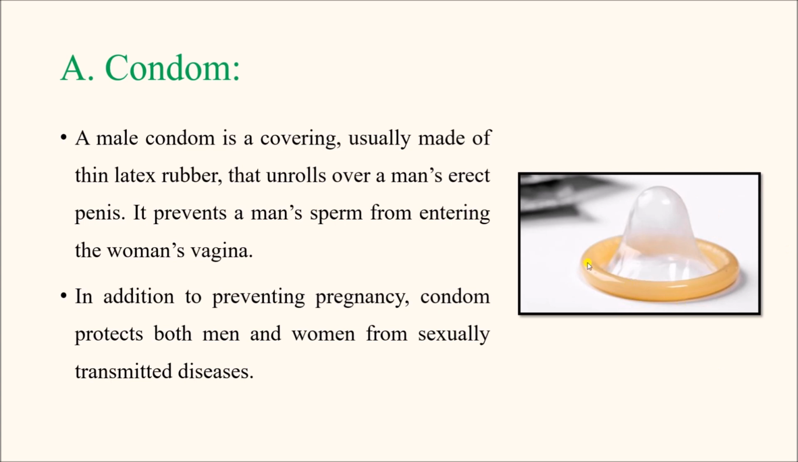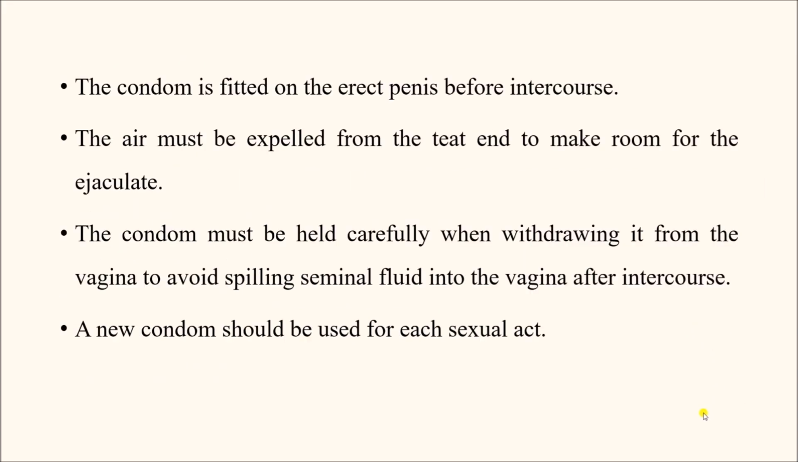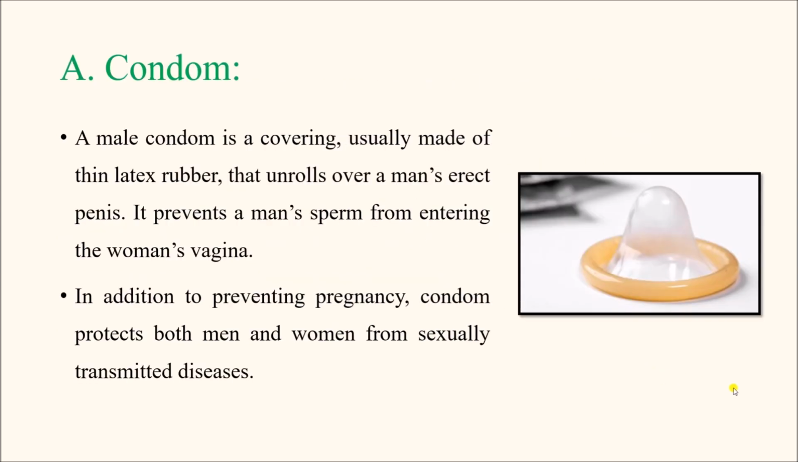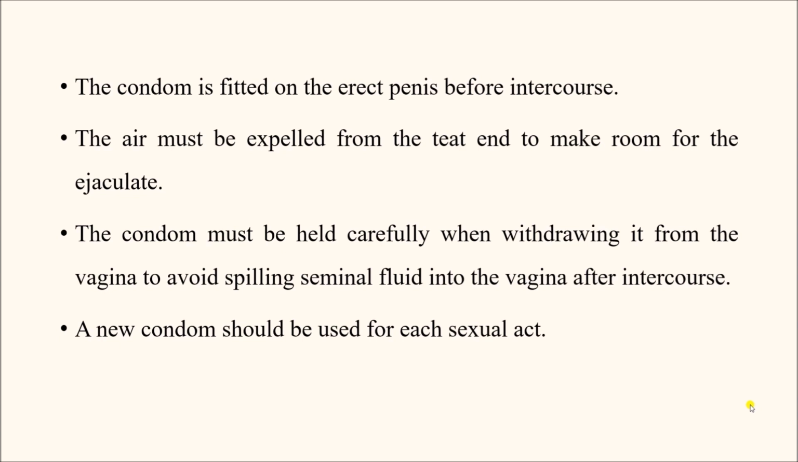So this is what an unrolled condom looks like. This portion is also known as the tit, because this portion contains air. It has to be expelled before the condom is worn. The condom is fitted on the erect penis before sexual intercourse. The air must be expelled from the tit end to make room for the ejaculate. So during ejaculation, the sperm will collect in this area. That is why it is very important that the air is taken off by squeezing this part, so that there is some room for the sperm to collect after ejaculation.